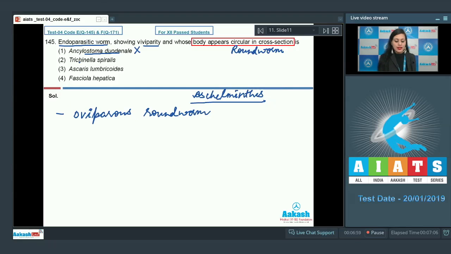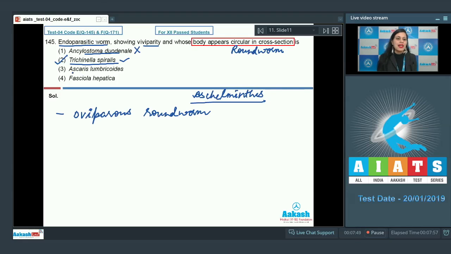The next option given is Trichinella spiralis, and as it is a correct option, this is a correct answer to our question because Trichinella is an endoparasitic worm which exhibits viviparity. This roundworm occurs in the voluntary muscles of man and other mammals. So this is a correct answer to our question.